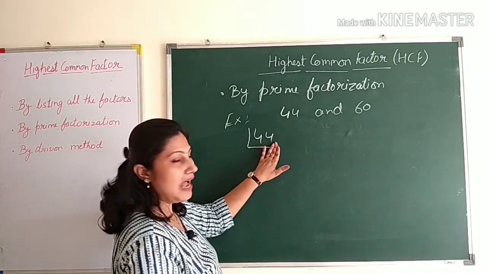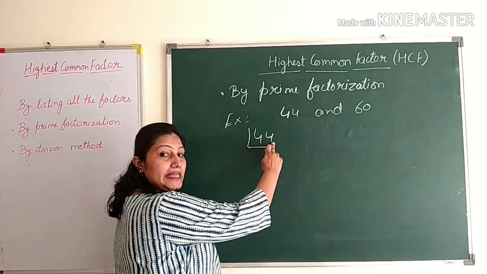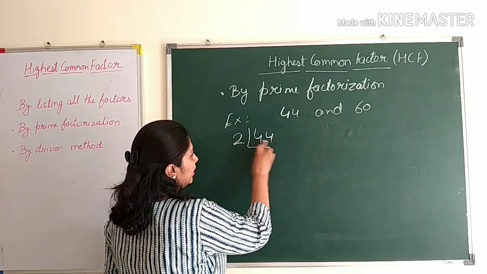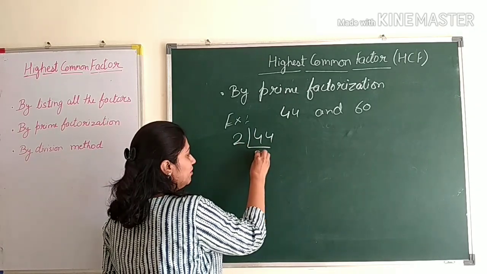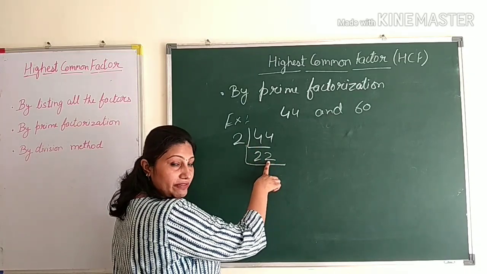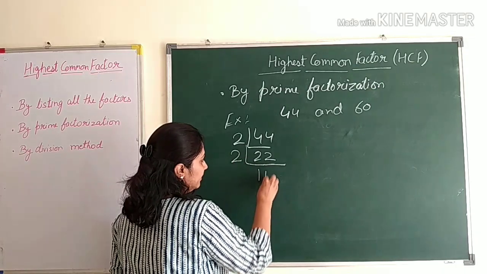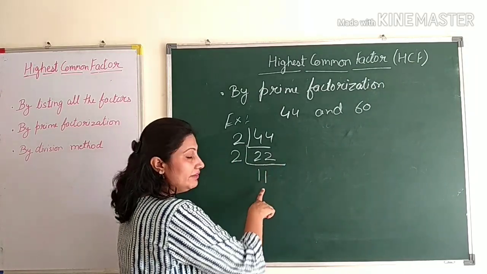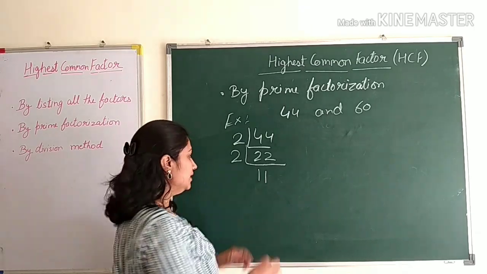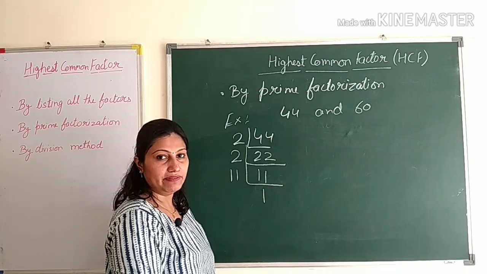For 44 I have to divide with the smallest prime number. Here it ended with an even number, so I will divide with 2. So when I divide 44 with 2, the number will be 22. Again it ended with an even number, so I will divide with 2. So 2 11s are 22. 11 itself is a prime number, so I cannot divide this 11 further. 11 comes only in 1. So 11 ones are 11.